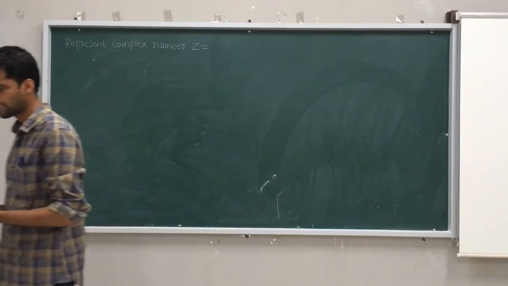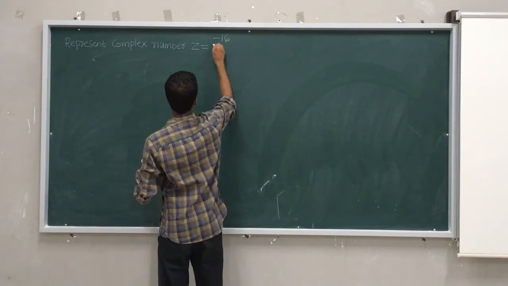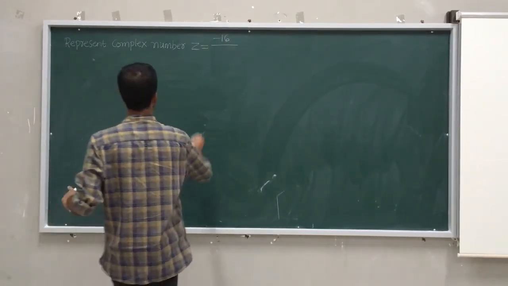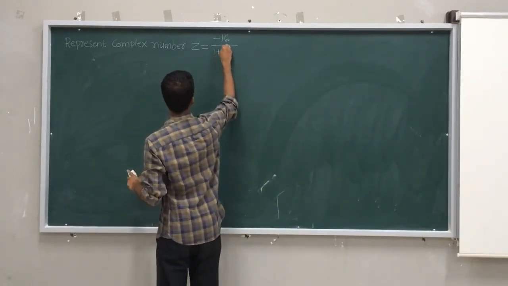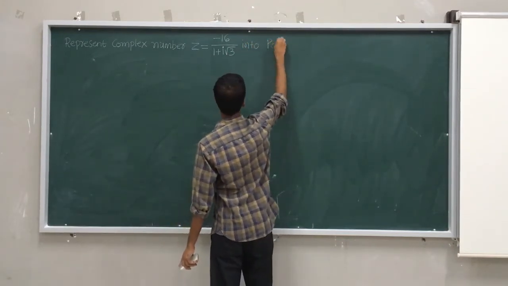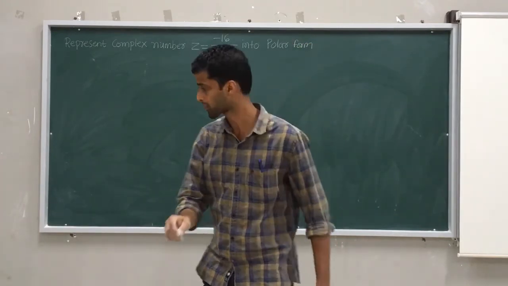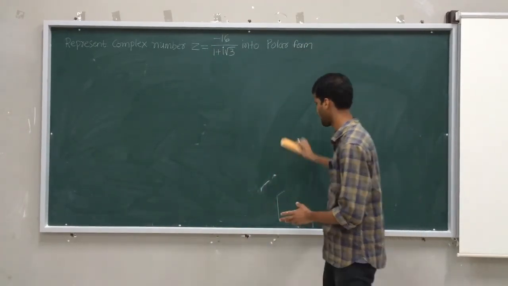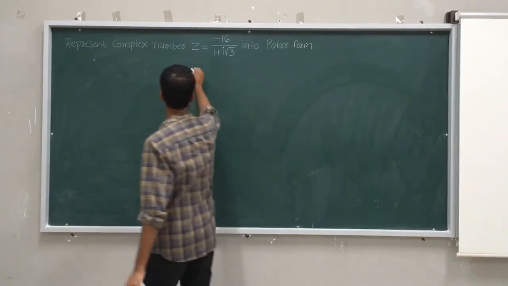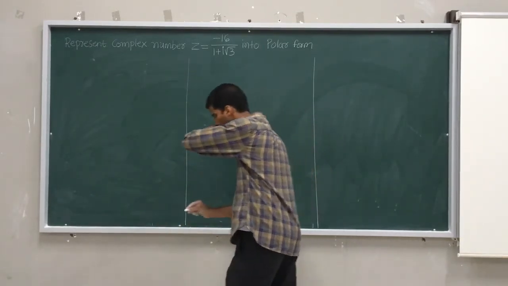So next question is represent complex number z equal to minus 16 upon 1 plus i root 3 into polar form. They expected the question to be converted to polar form, but first our problem is this is not at all in a standard form. We need to make it a standard form, and once it is converted, we'll proceed with the solution.